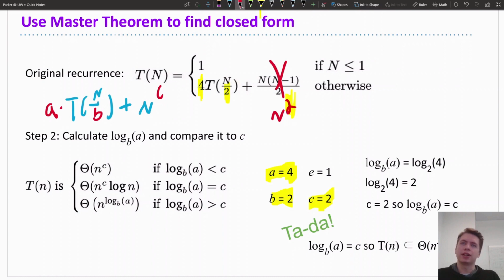Great. So now we have our a, b, and c values, and now we just have to compare log base b of a to our c. Log base b of a is the same thing as log base 2 of 4, which is equal to 2. And our c is equal to 2. Comparing the two values, we find that our log base b of a is equal to c, which means we're in the second case. And the big theta runtime of our recursive function is going to be big theta of n to the power of c times log n. Since our c is 2, this means our recurrence is big theta of n squared log n.